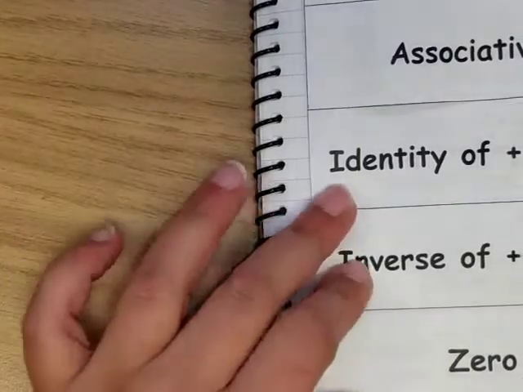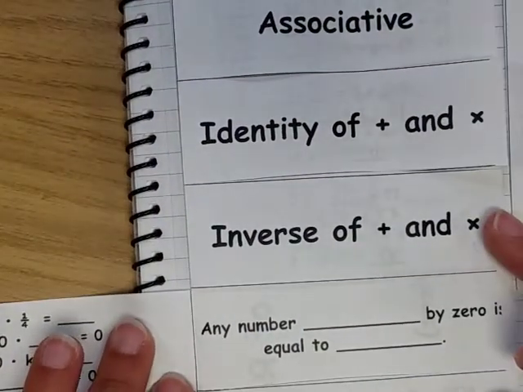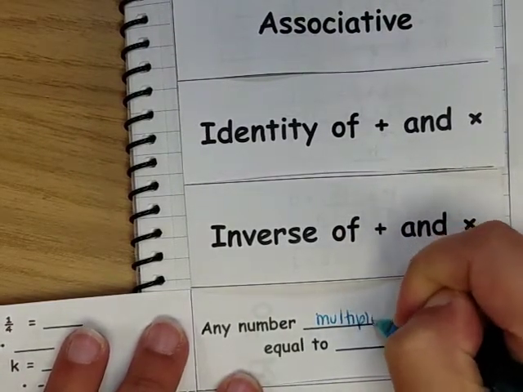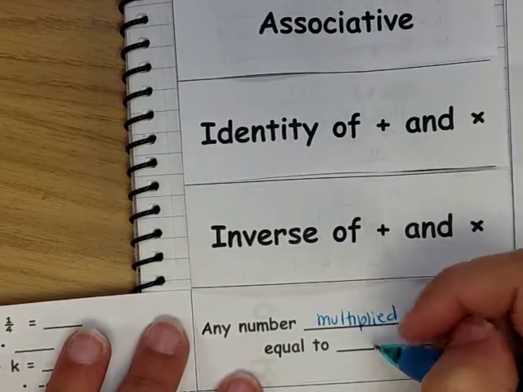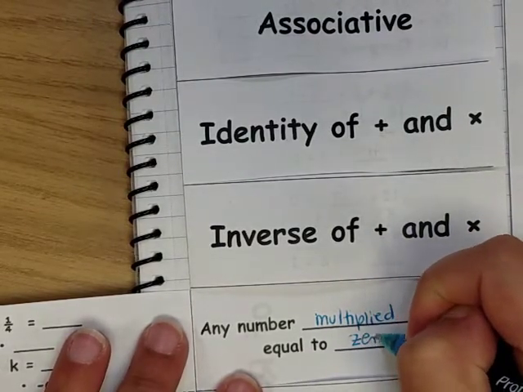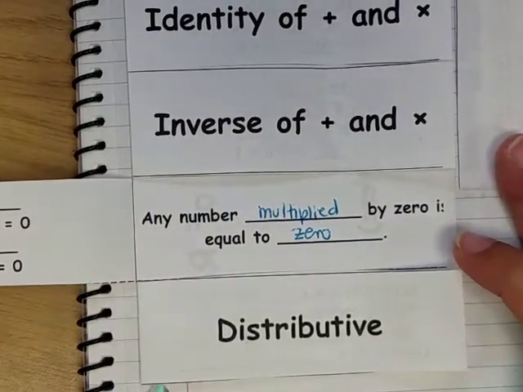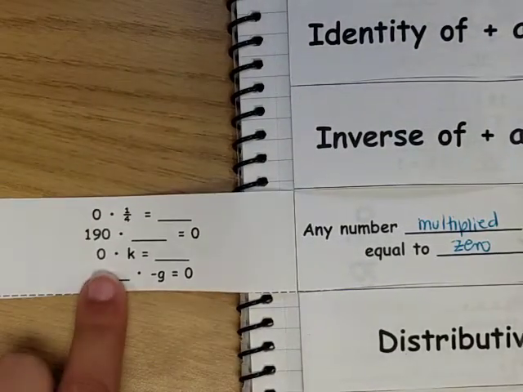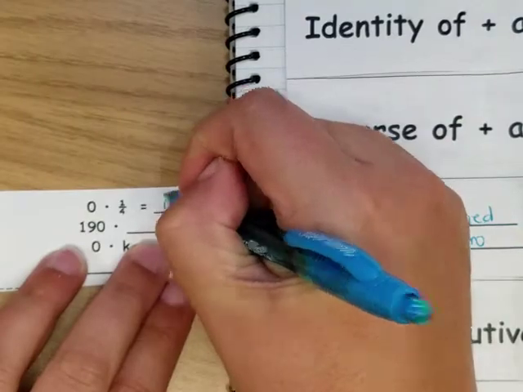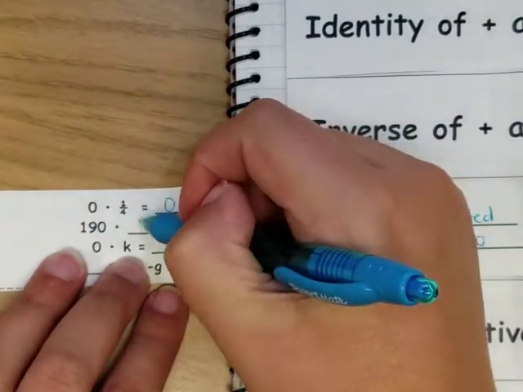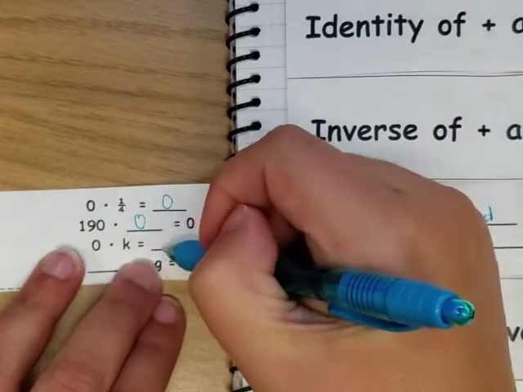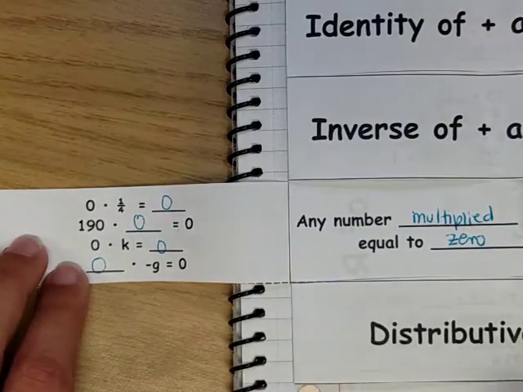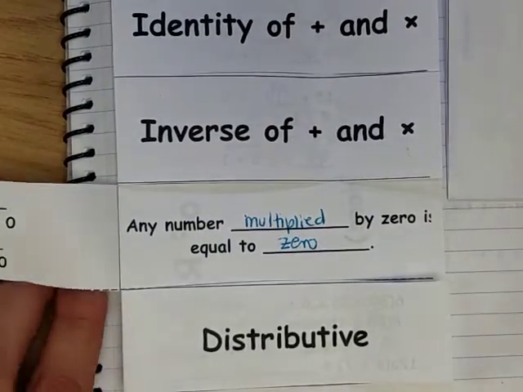All right, your 0 property is any number that's multiplied by 0 is equal to 0. And I think that's something you learned back probably in elementary school, like 2nd, 3rd grade. If we look over here, 0 times 1/4, 0. 190 times what is 0? 0. 0 times k, still 0. And then what times negative g is 0? Still 0. So that is your 0 property. Anything times 0 is 0.